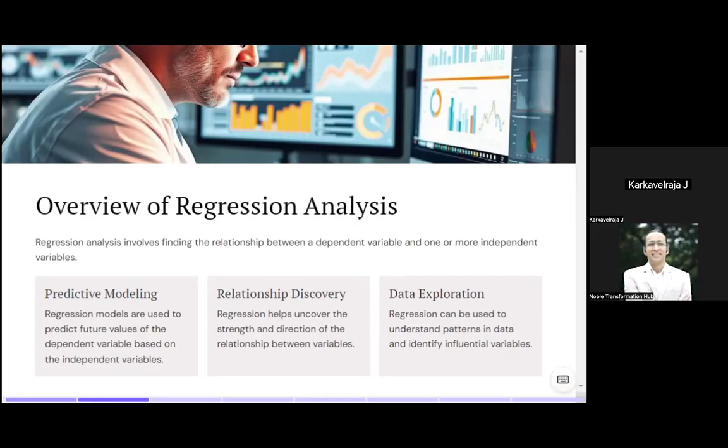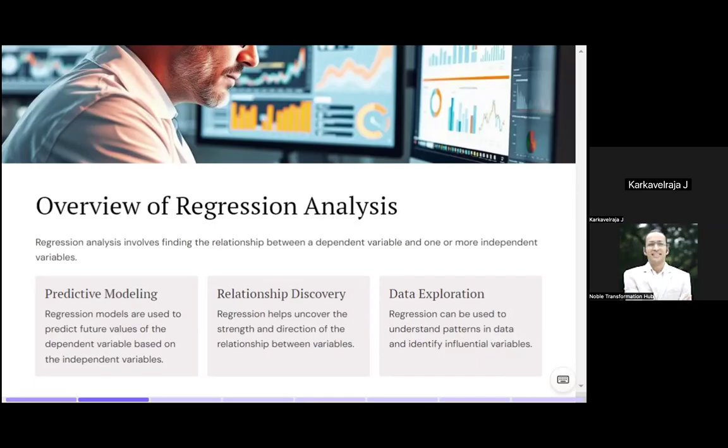I'll find the relationship between the independent and one or more dependent variables. I'll do a kind of experiment, guys, with the data, with the pricing and profitability, and then I'll find the relationship between them, and then data exploration. Regression can be used to understand patterns in data and identify influential variables.